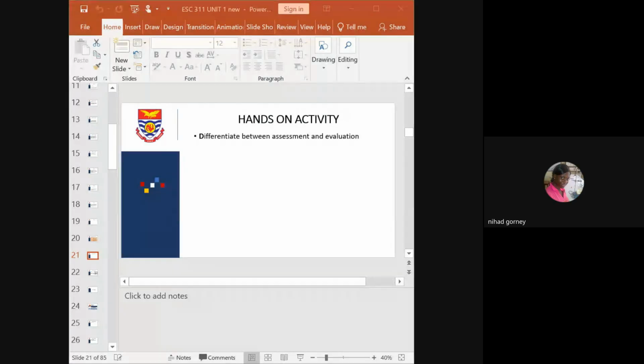Okay, that is a good opinion. Assessment is gathering the information, evaluation is making judgment on the information that we have gathered. Great. Quickly move on to our next part.